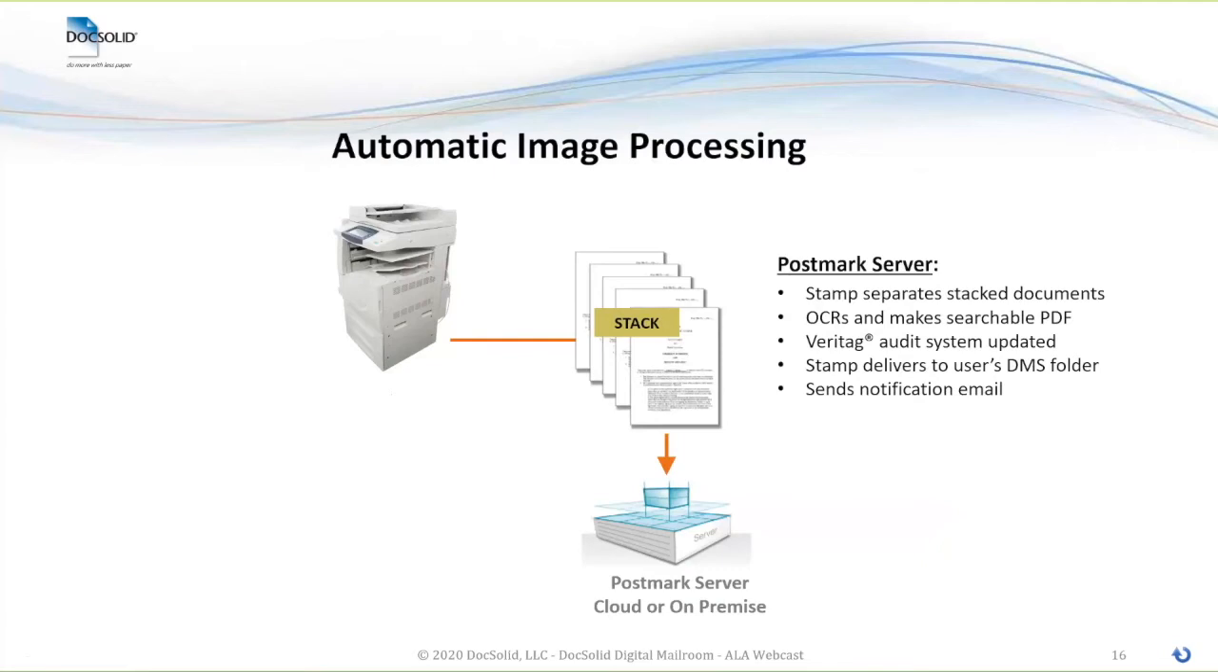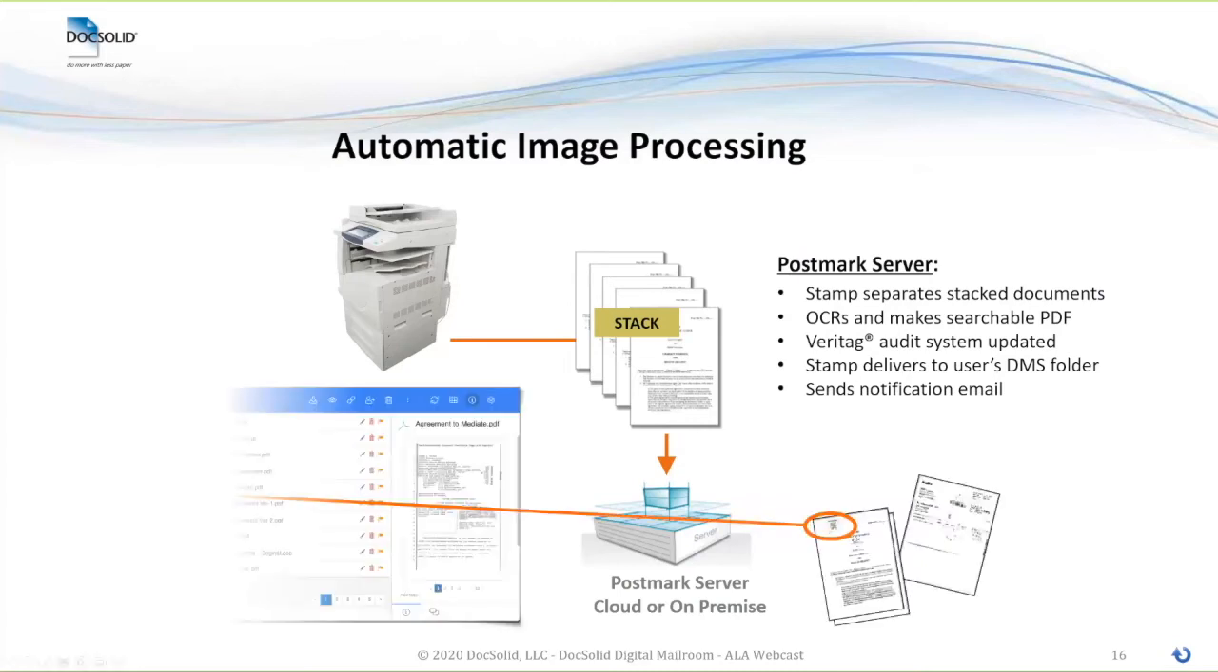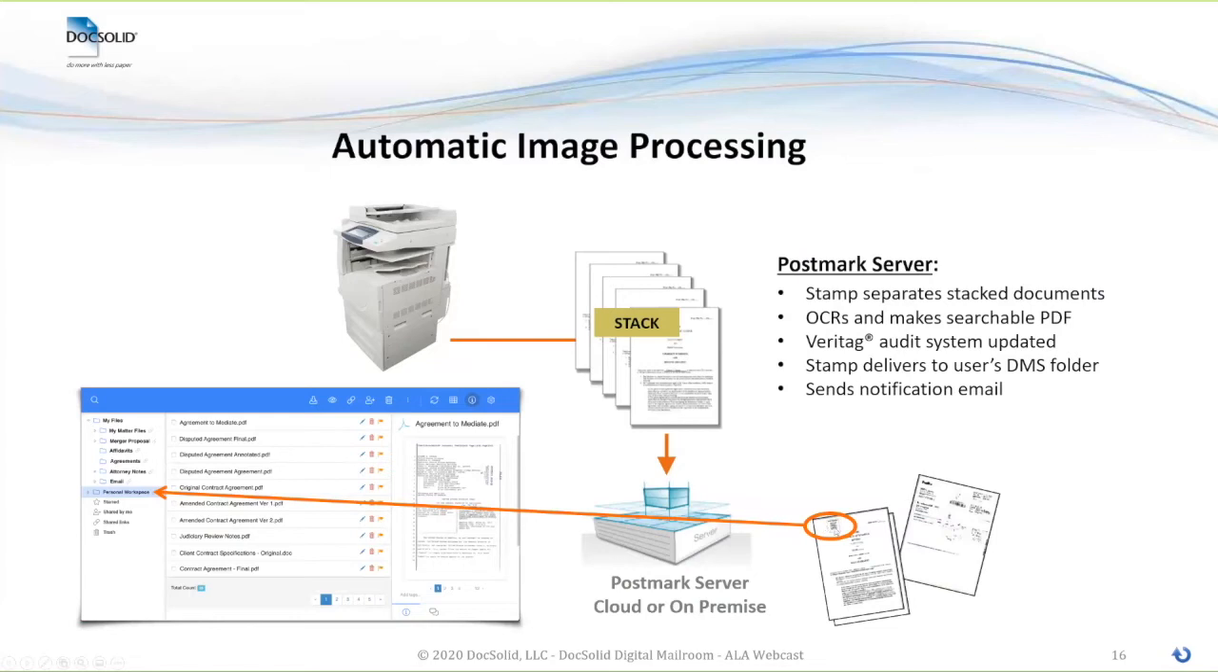Our Veritag auditing system, which is running automatically in the background, is going to check in this paper document and the newly made image, and we just track that all the way through the process. But lastly, and most importantly, we read that stamp and we know where to put it in the document management system. We write it to the addressed user's folder in the document management system. So all of that just happens automatically after you press one button and scan your stack.